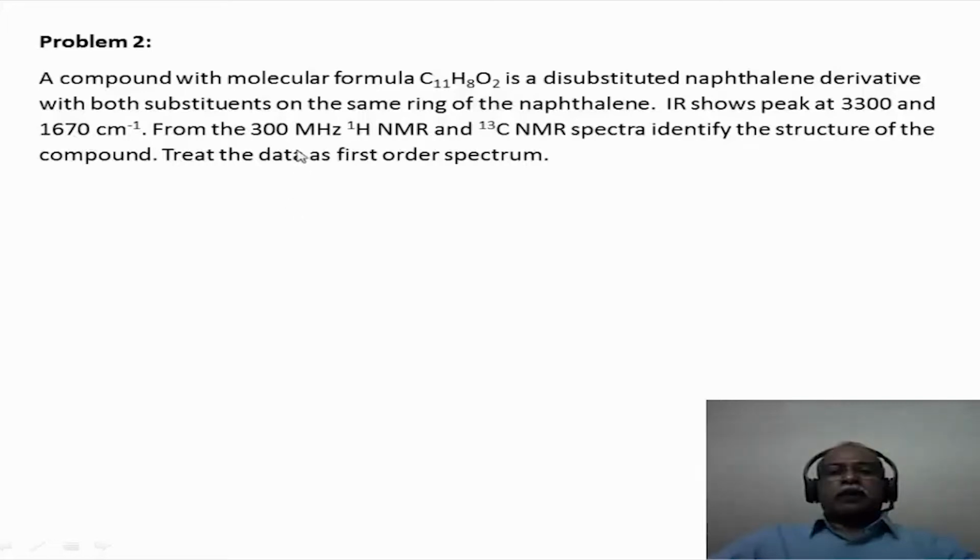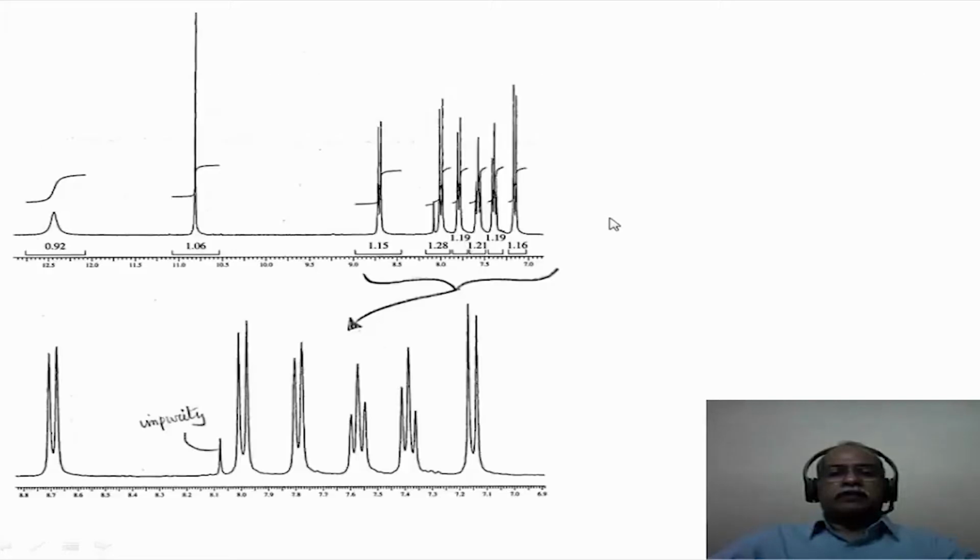So from the proton NMR and carbon 13 NMR, one needs to identify this compound, and it is given that we should treat all the data as a first order spectrum. In other words, the proton NMR spectrum can be treated as a first order spectrum. This is the proton NMR spectrum of this compound. You can see here a range from 7 ppm to about 12.5 or 13 ppm is what is given. That means there are no aliphatic side chains attached to the naphthalene ring.